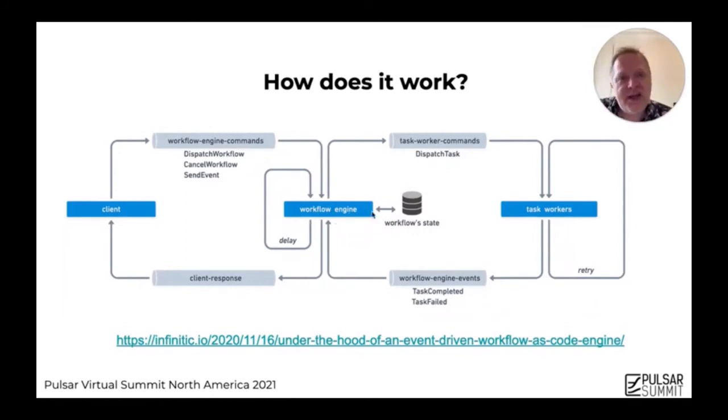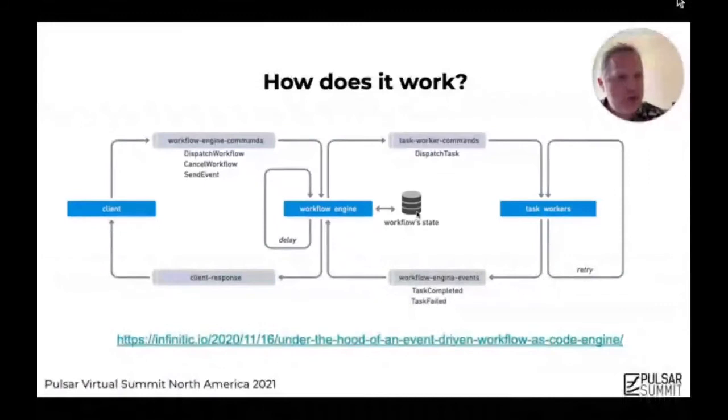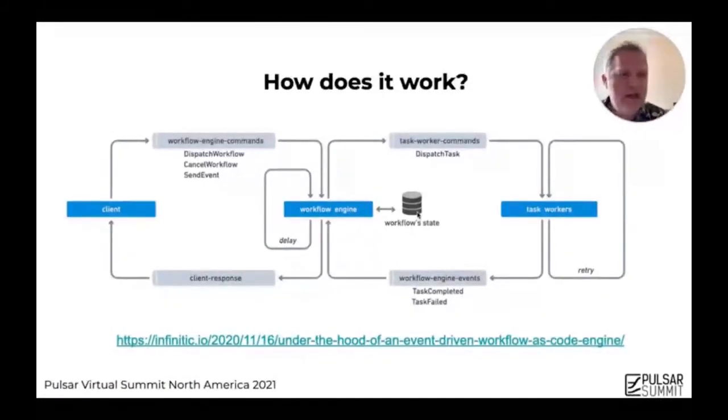Currently, as I said, workflow states are stored in a Redis database, but what I would like to do later is to store the states using stateful functions. The idea and the philosophy of Infinitic is to limit as much as possible the additional infrastructure you need to run Infinitic on top of Pulsar. Ideally, what I want to reach is to be able to tell you that if you run a Pulsar cluster, you are able to run Infinitic.